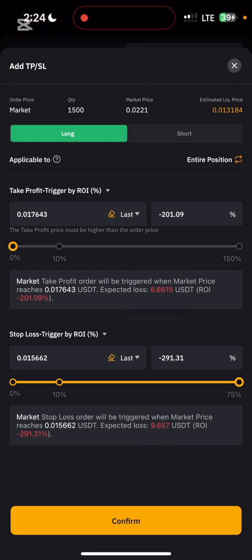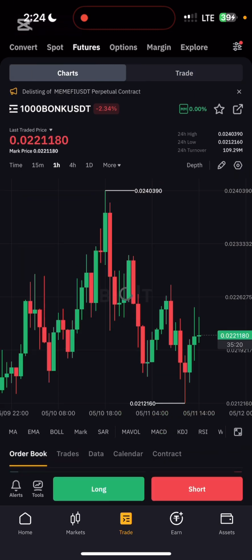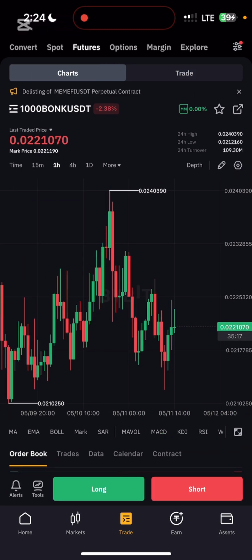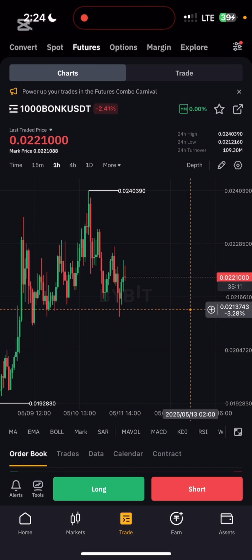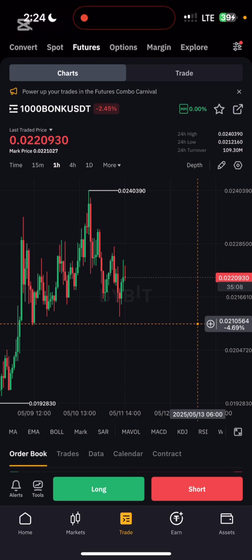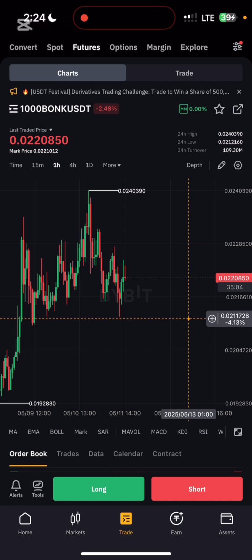So let me just look for an entry for you guys for a market order. The price is already above that signal I gave, that's why it is showing loss and stuff like that. So let me just come to this chart. For a market order, you're entering the price immediately. So this is where I'm going to put my stop loss. Okay, let me just put my stop loss here.